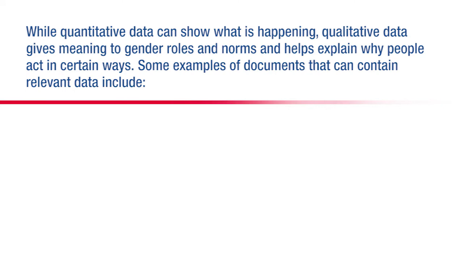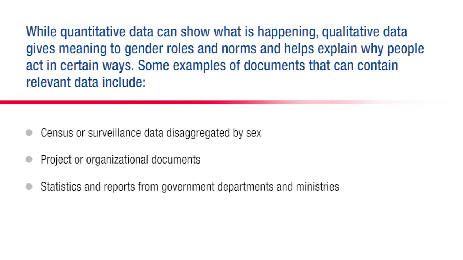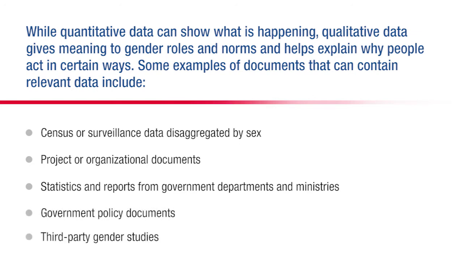Some examples of documents that can contain relevant data include census or surveillance data disaggregated by sex, project or organizational documents such as baseline studies or the monitoring and evaluation plans, statistics and reports from government departments and ministries, and government policy documents, or third-party gender studies such as gender analysis assessments or research papers.